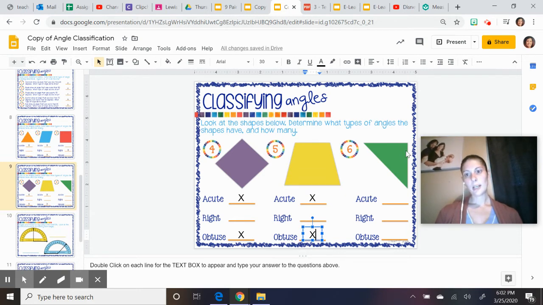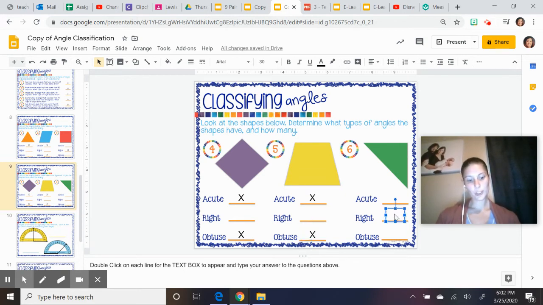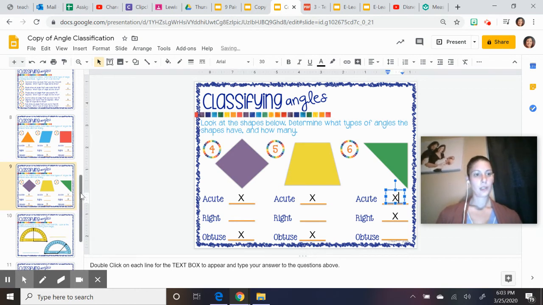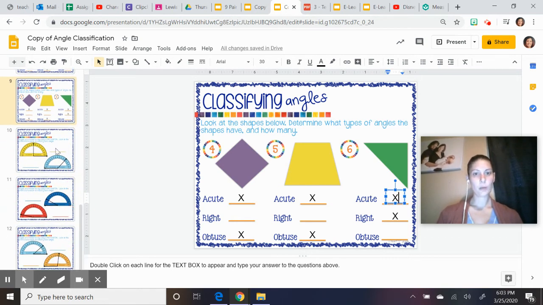So again, 2 acute and 2 obtuse. This is a right triangle, so I see a right angle for sure. And then I see 2 little cute angles. Those are going to be acute. I'll put an X there. All right, the next couple of slides are showing our protractor.